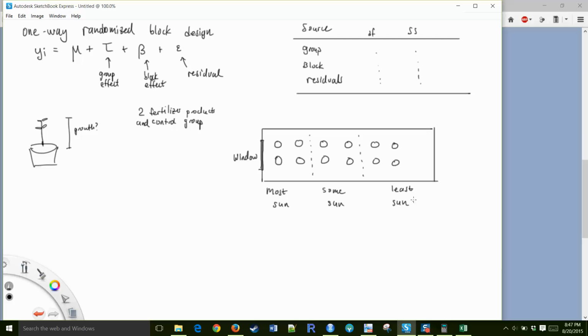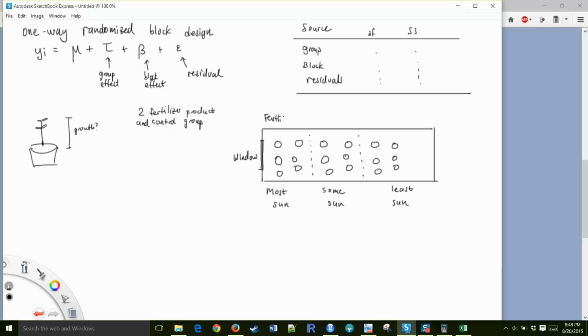But the worst design would be to put, you know, fertilizer 1. This would be bad design, okay? So let me put this in red. Bad design. We'll do fertilizer 1, fertilizer 2, and control over here, okay? Because at the end of the experiment, with bad design, what we might find is that the F1 grew the most, and control group grew the least.